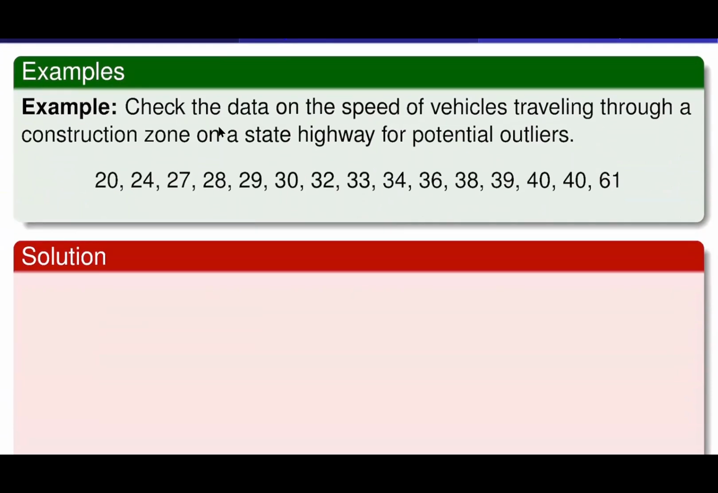All right, so this one says, check the data on the speed of vehicles traveling through a construction zone on a state highway for potential outliers. So here's all of our data. The first thing you always have to do is look at the data set. If you're looking for the median, quartile 1, or quartile 3, you always have to check to see if the data set is in order. So if you look at our data set, is the data set in order? Yes. All right, so up next, we're going to find the quartiles.